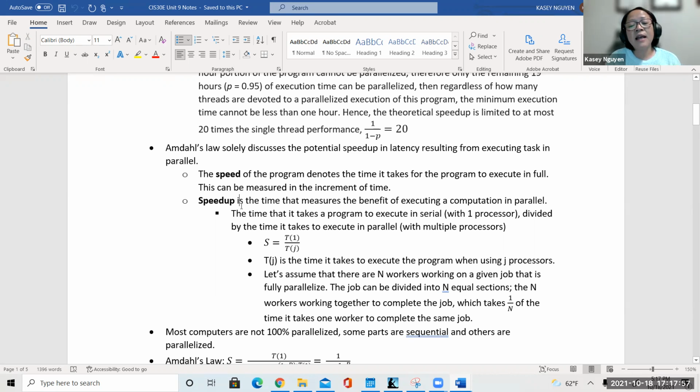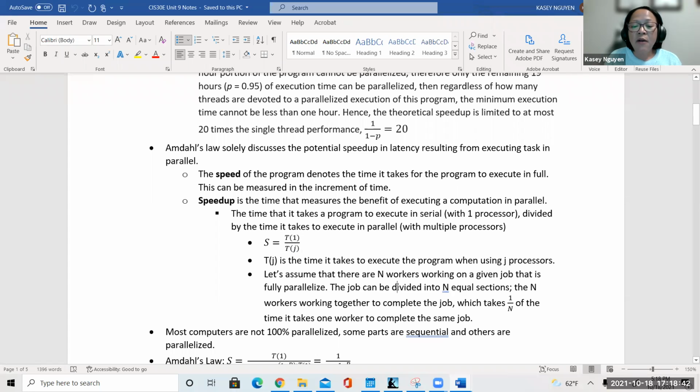The speed up is the measure of the benefit of executing the computation in parallel. So that is going to be the measurement that we can use with parallel. It's the time that it takes for the program to execute serially, that will be 1 processor, divided by the time that it's going to take for us to use the parallel, which is multiple processors. So your latency would be T over 1 divided by T over J, where J is going to be the time that it would take to use multiple processors, and J would represent the number of processors.